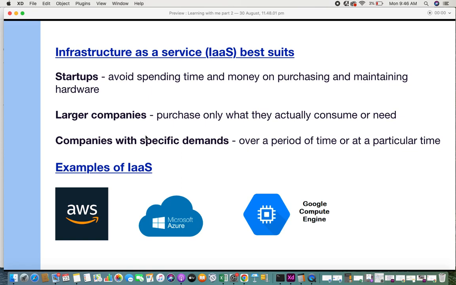Some of the infrastructure as a service providers are AWS, Microsoft Azure, and Google Compute Engine, and many others. Since these three are quite well known, I give them as examples. I hope that you got some information on what infrastructure as a service is.